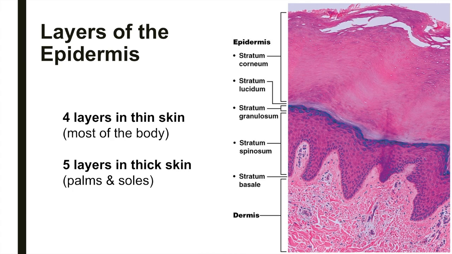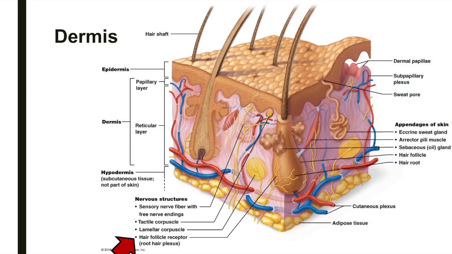Thick skin, found on the palms of the hands and soles of the feet, contains an additional layer called the stratum lucidum. The connective tissue proper making up the dermis consists of the papillary and reticular areas. The more superficial, uneven papillary dermal region is composed of areolar connective tissue. This dermal region has finger-like projections called dermal papillae, which attach to the epidermis above.